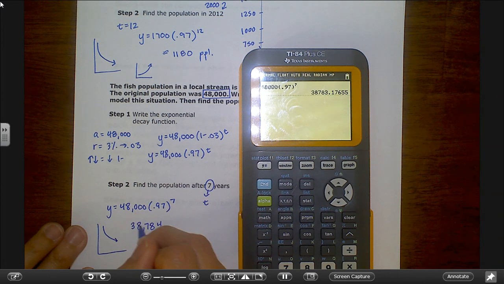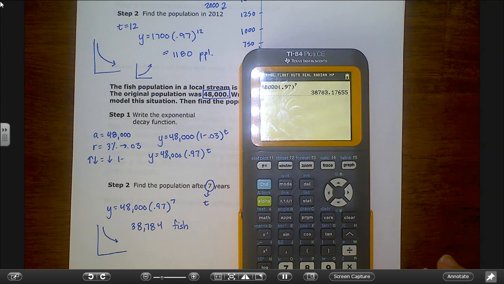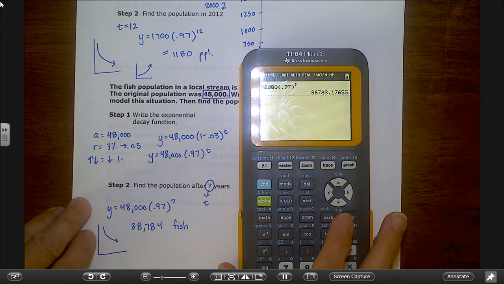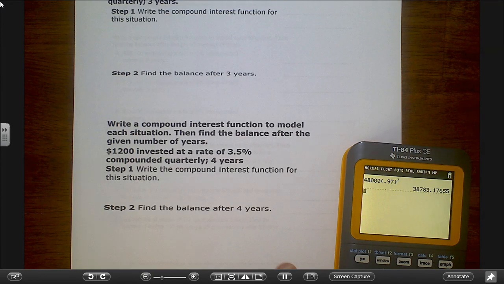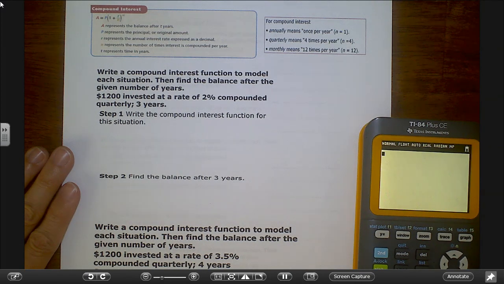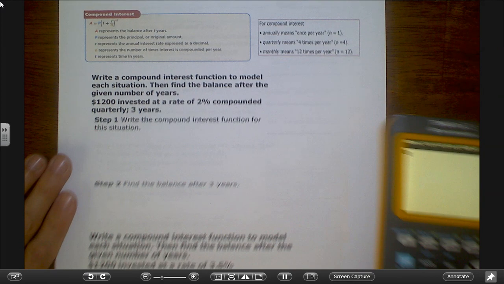So 38,784. Now, when you go to do this in Delta Math, I would try that first, the 38,784. And then if that doesn't end up right, then do 783. Because they might not have the same sort of philosophy that I do on the rounding thing, or they might just expect you to round like normal. So try both of those and see which one works.